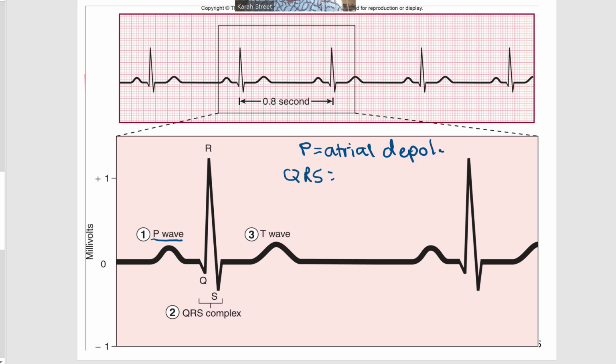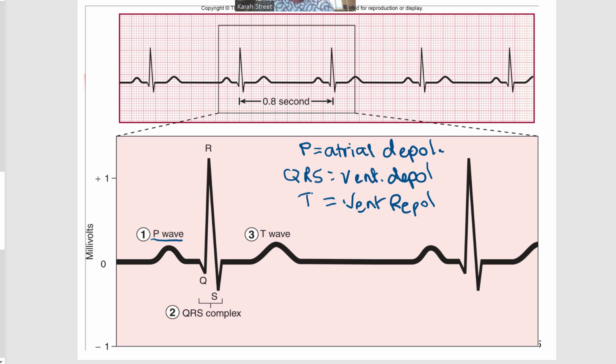The QRS complex represents ventricular depolarization, and the T wave represents ventricular repolarization. And we know what depolarization and repolarization means. We also know that these are electrical events and mechanical events occur as a result.